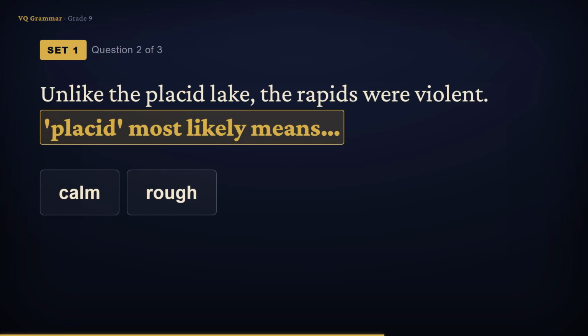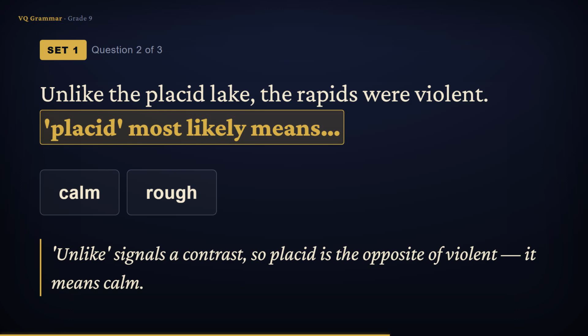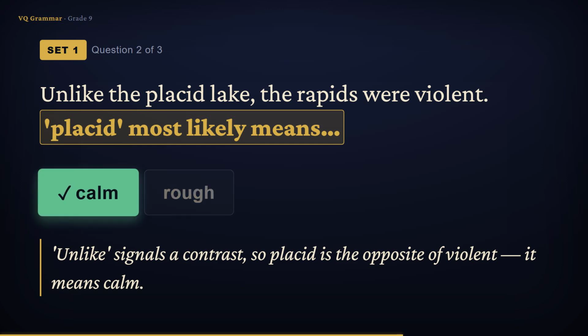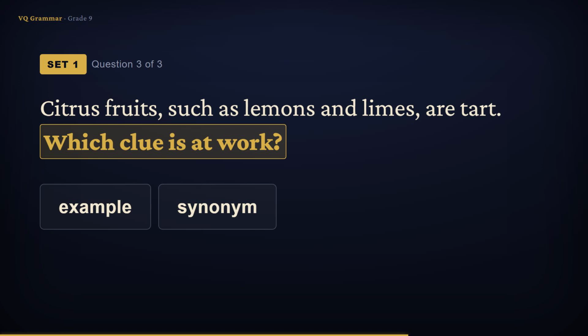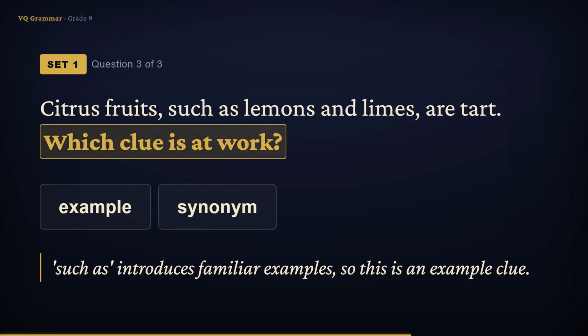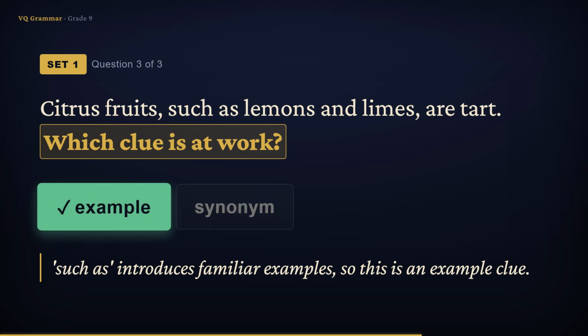Unlike the placid lake, the rapids were violent. What does placid most likely mean? The signal word unlike tells us placid is the opposite of the violent rapids, and the opposite of violent is calm. So placid means calm. Citrus fruits, such as lemons and limes, are tart. Which clue is doing the work here? The phrase such as introduces examples, lemons and limes, that show what citrus fruits are. So this is an example clue.